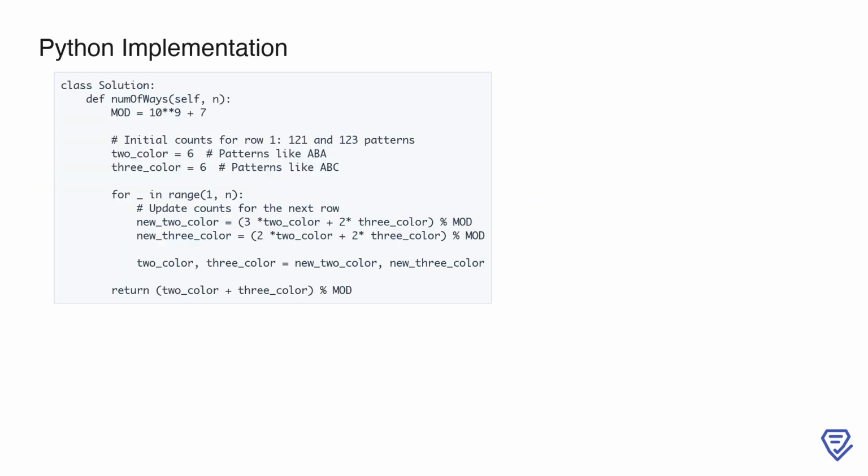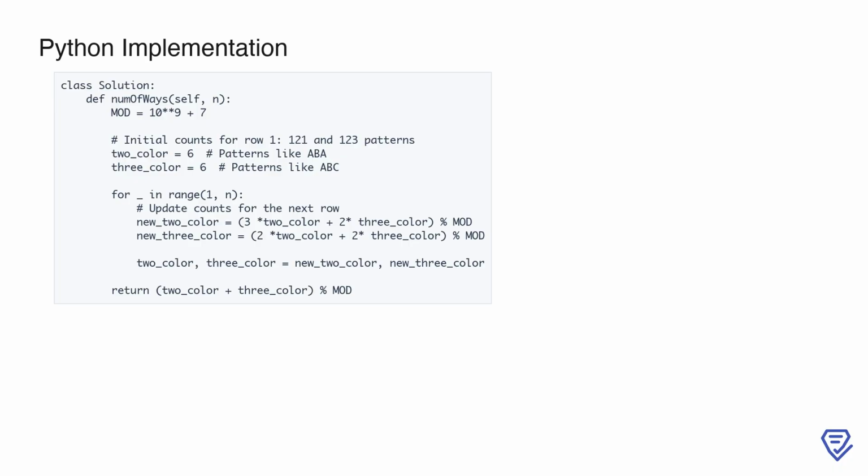This implementation solves LeetCode problem number 1411, Number of Ways to Paint n times 3 Grid, efficiently using dynamic programming. The problem involves determining the number of valid ways to paint an n times 3 grid, adhering to the constraint that no two adjacent cells, horizontally or vertically, can have the same color. Each cell can be painted with one of 3 colors: red, green, or blue.